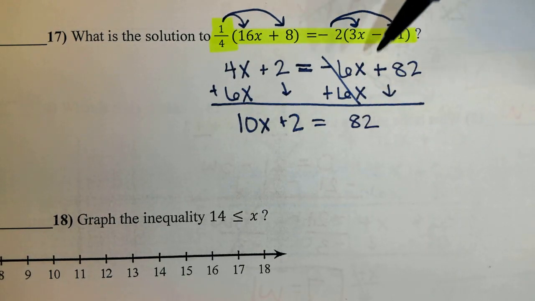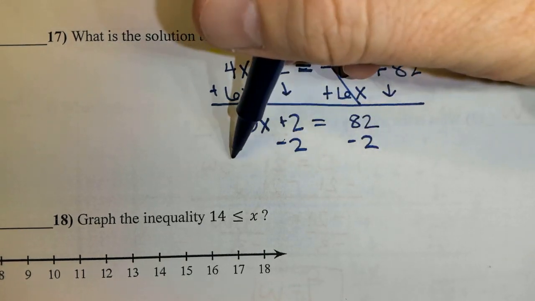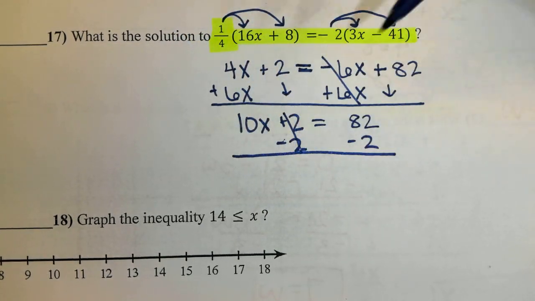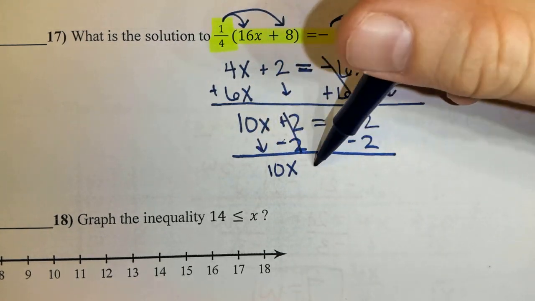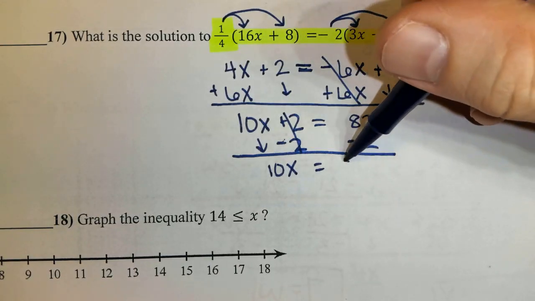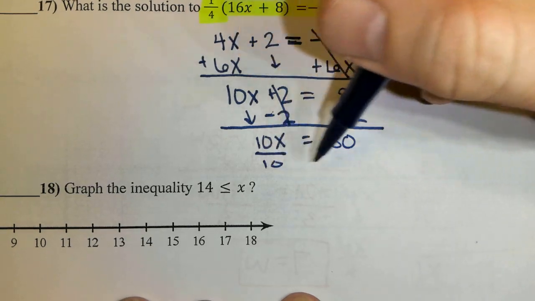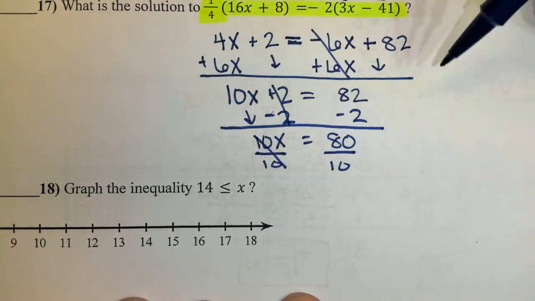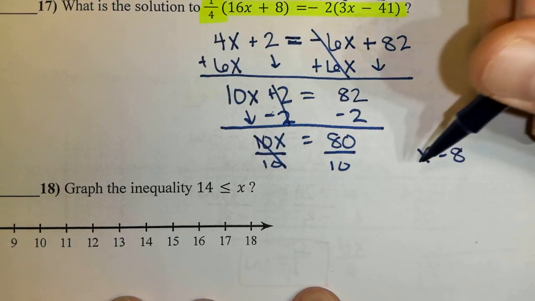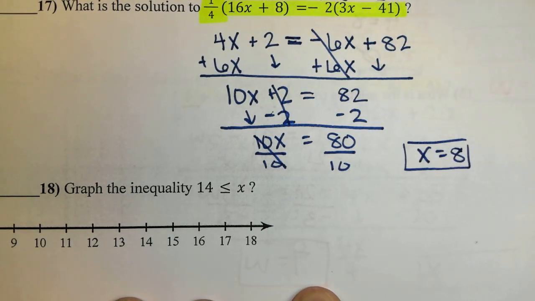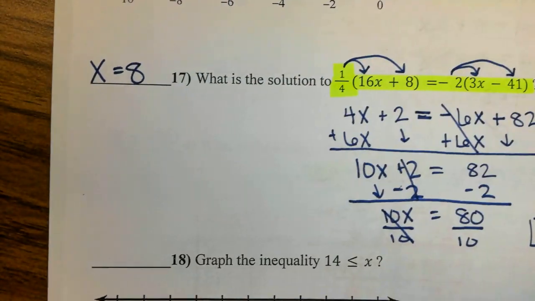Okay. All my x's are on the same side, so now I need to move my numbers to the other side. Some of y'all might go, oh, I know the answer. That's good. I'm glad you do. 82 minus 2, 80. And then my last step is divide. So I get x equals 80 divided by 10 is 8. I'm going to go write it up here.